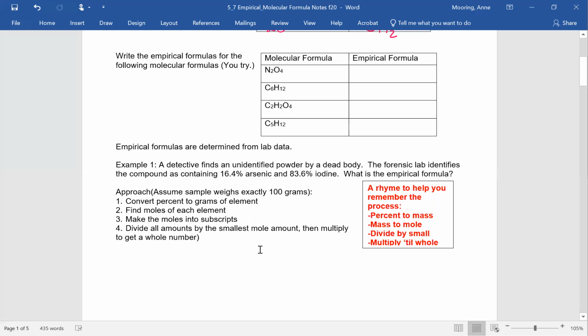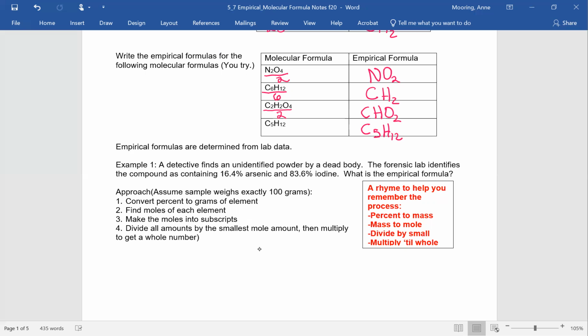All right, let's put in some answers. We can divide both of these values through by 2, so you would have NO2. C6H12, everything can be divided through by 6, so you had CH2. C2H2O4, everything is divisible by 2, so we have CHO2. Our last molecular formula, we can't divide through by anything, so in this case it is C5H12. Sometimes the empirical and molecular formulas are the same.